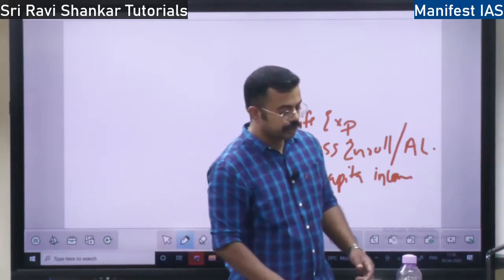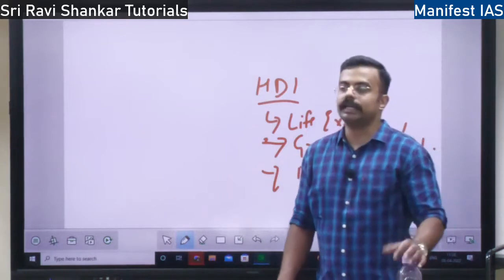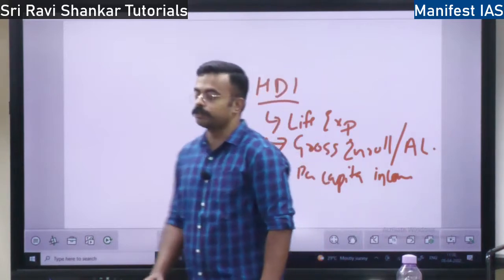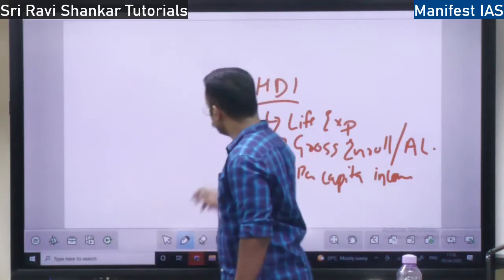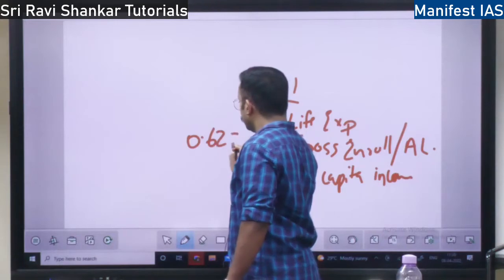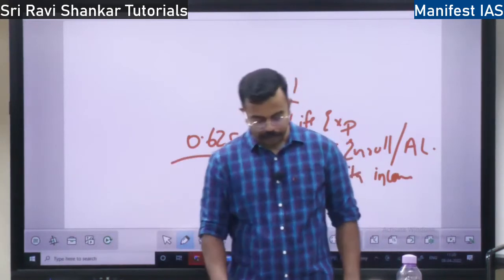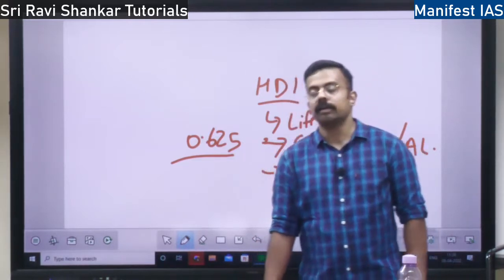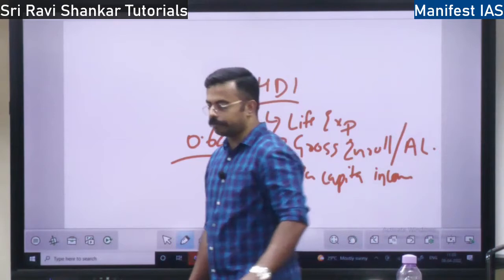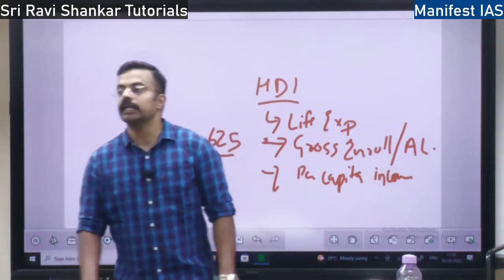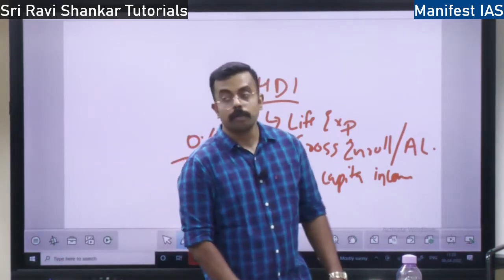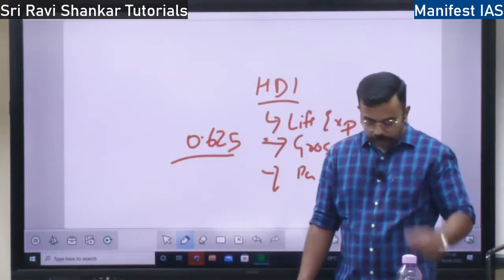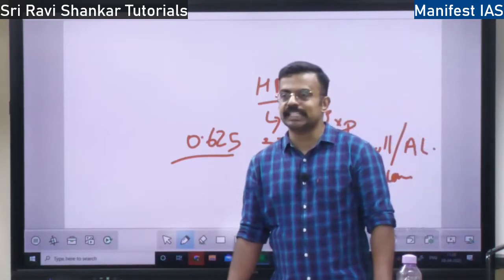What is the situation of human development in India? India's rank is 131. What is the score of India? India's score is 0.625. India falls in the medium human development category. 131 is our rank. The country ranking first in human development is Norway. Norway has a score of 0.95, the highest human development.